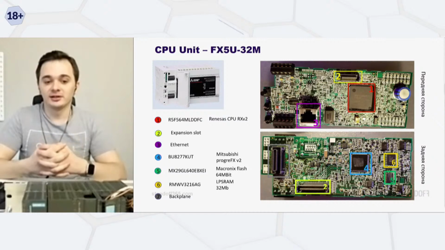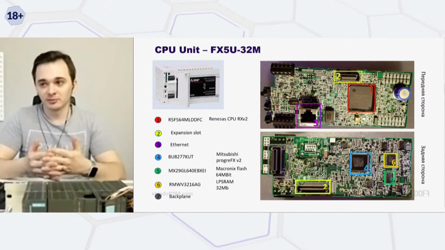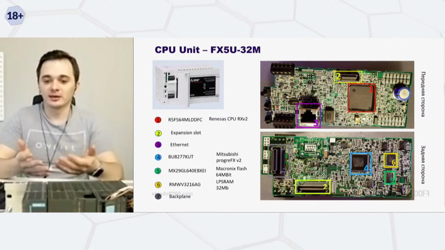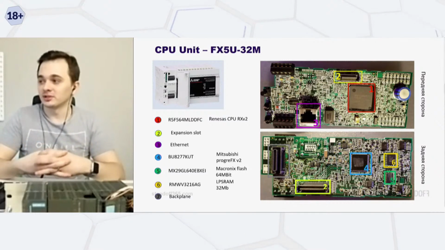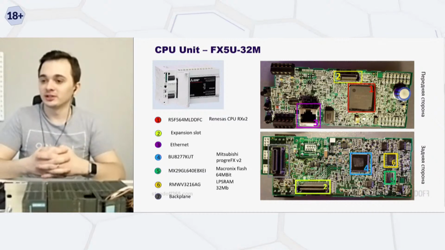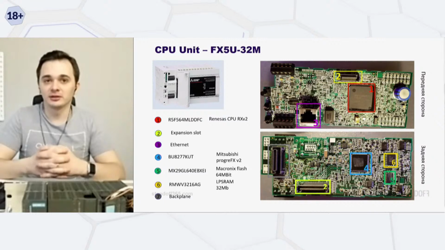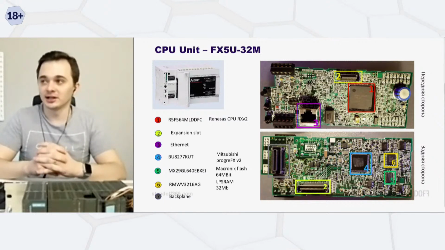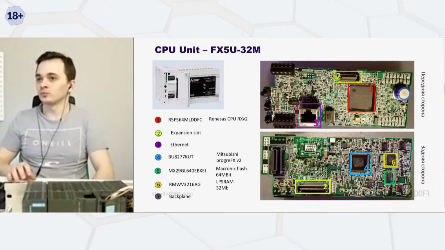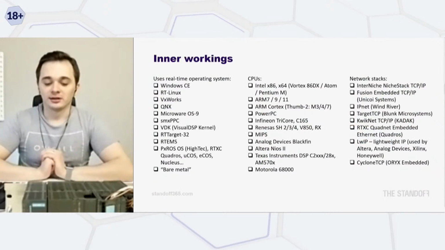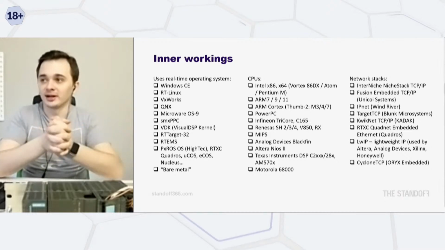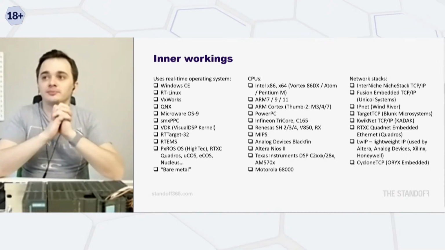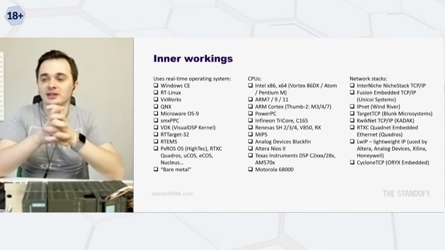5 is where the firmware is stored. It's a flash memory unit. 6 marks a RAM chip, random access memory, and 7 is the connect to the backplane, this bus that I have already mentioned. Let's look into the inner workings of a PLC.